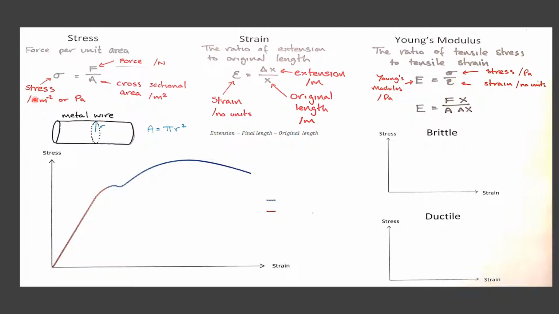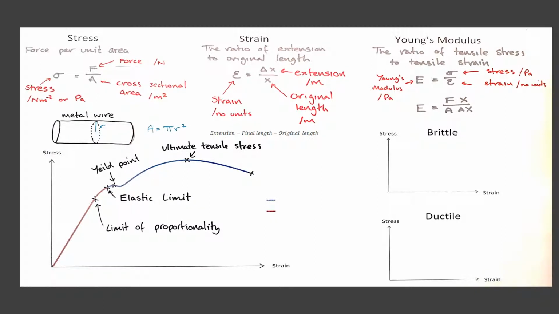We can substitute our formula for stress and our formula for strain into our Young's modulus formula to get this expanded version of the formula. Let's have a look at a stress-strain graph for a material such as structural steel. There are 5 main points you need to know on this graph: the limit of proportionality, the elastic limit, the yield point, the ultimate tensile stress, and the breaking point.